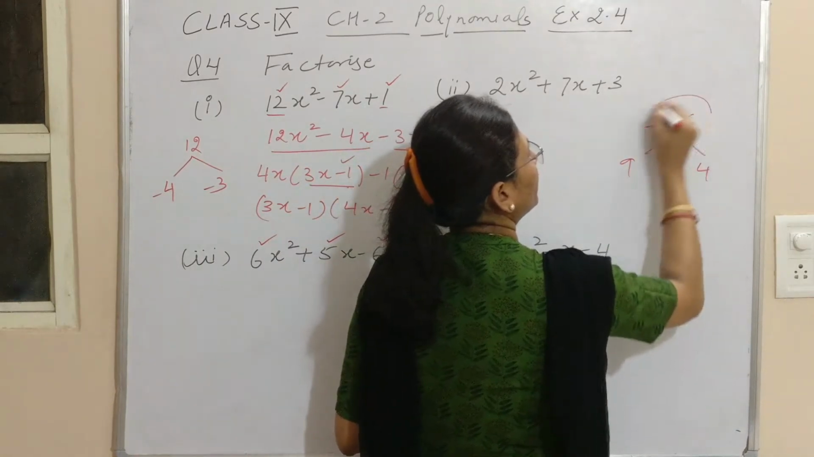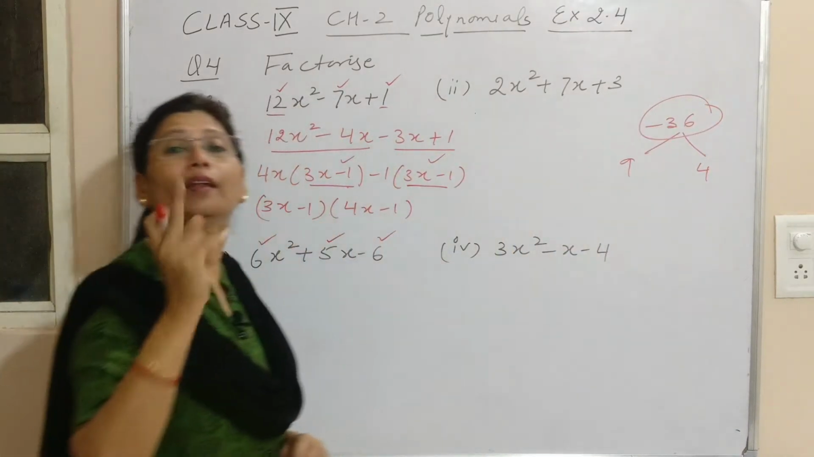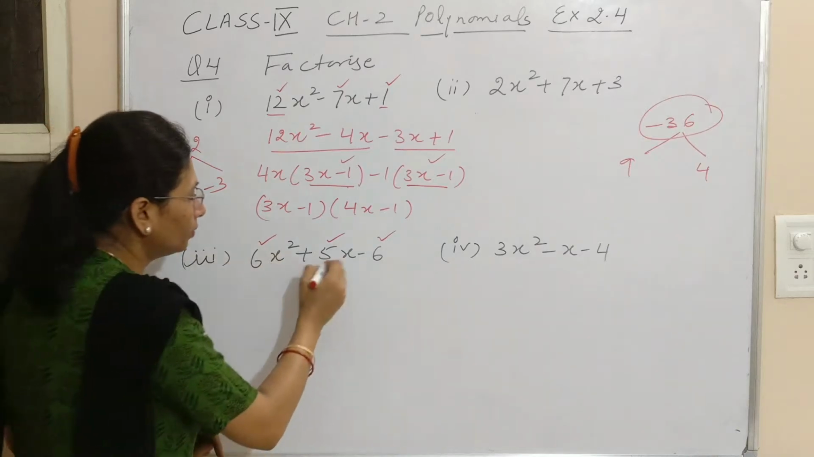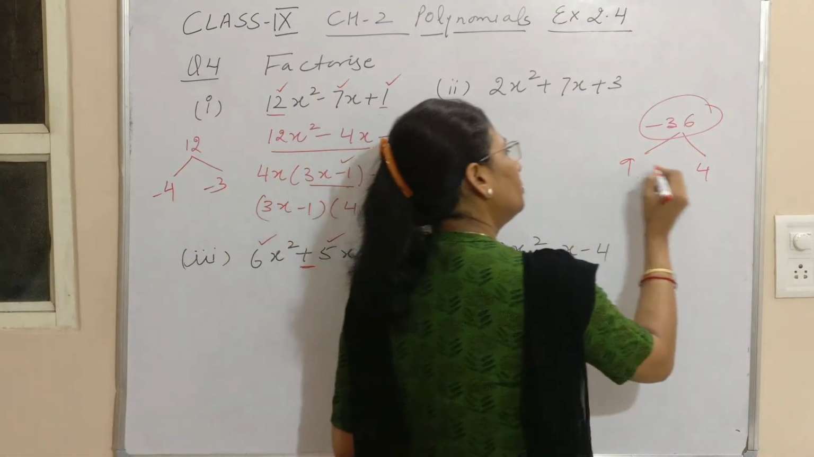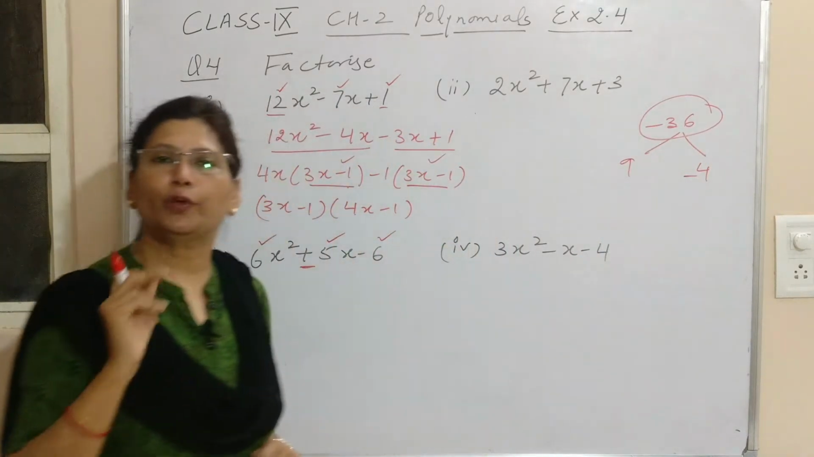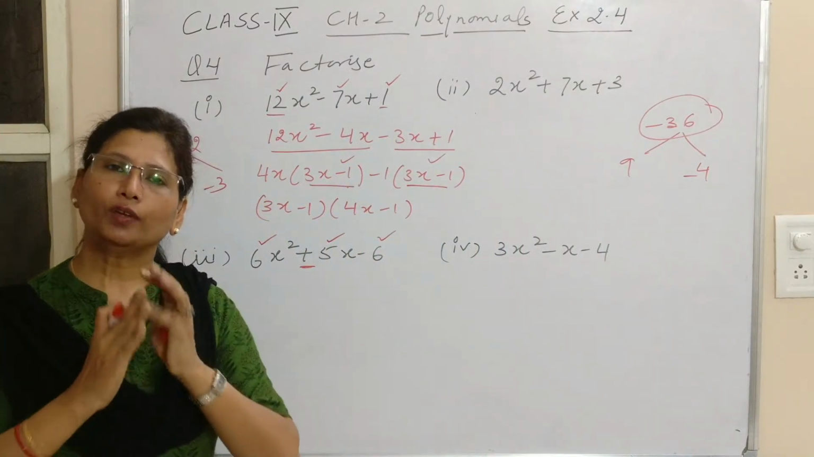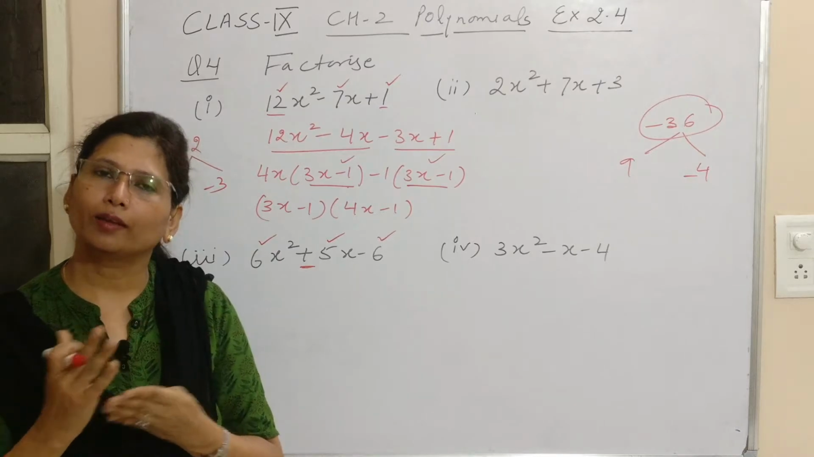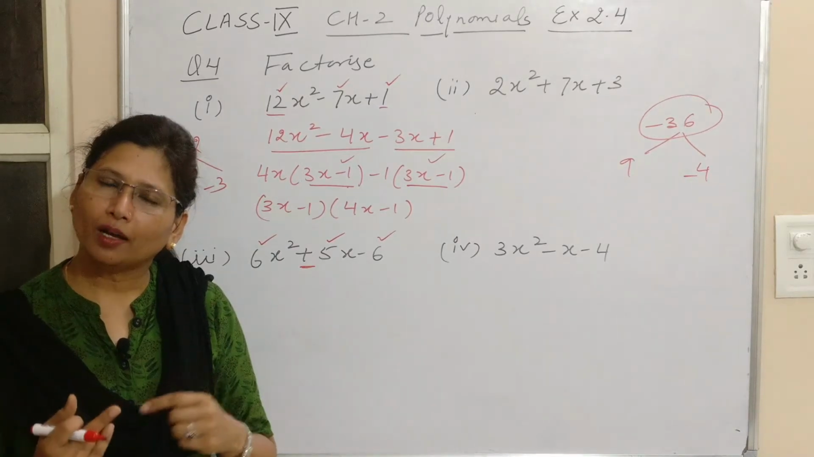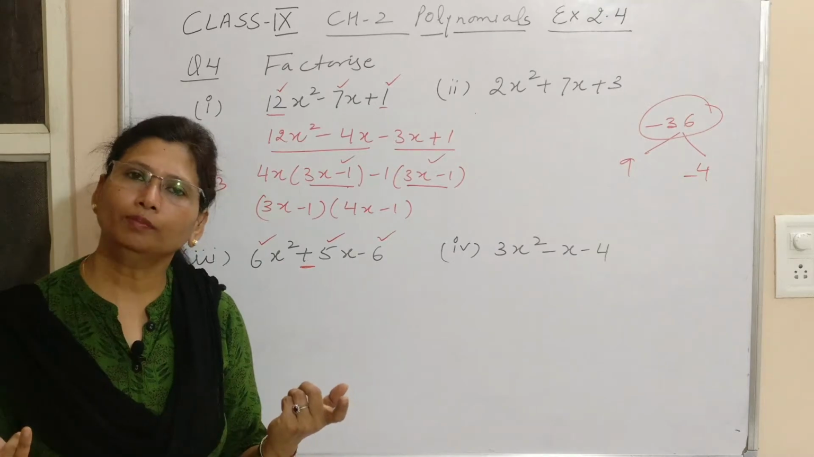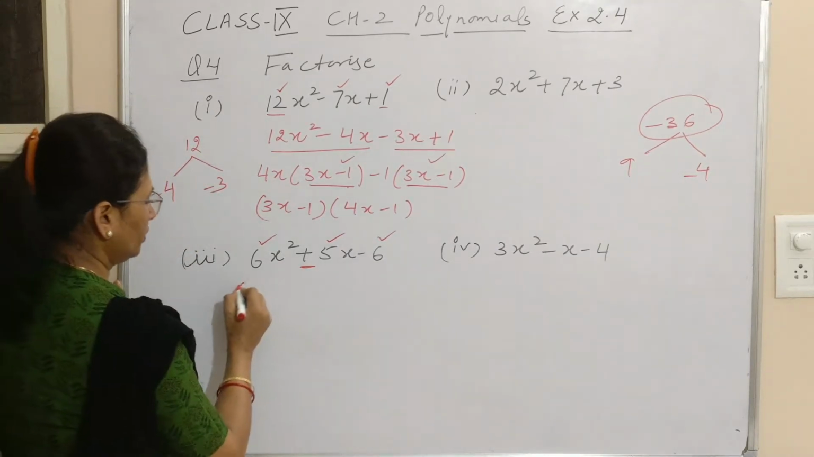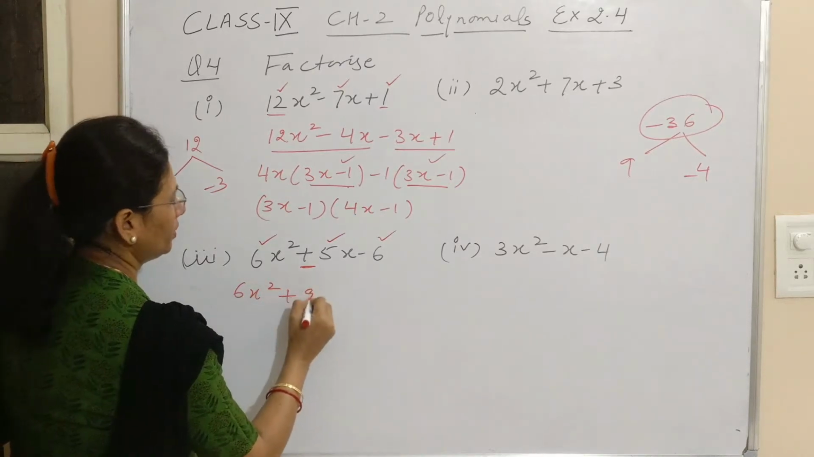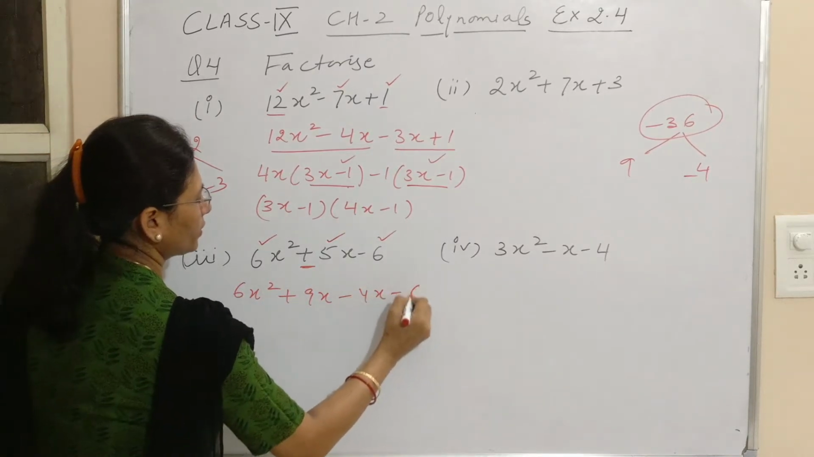But since it is minus 36, which factor should get the negative sign? We'll see the middle term. The middle term is carrying a plus sign. So the bigger number should have plus and the lesser number should have minus. Why? Because when I add 9 and minus 4, I get plus 5. Whichever sign the bigger number carries, the sum or the difference carries the same sign. So here this is 6x square plus 9x minus 4x minus 6.